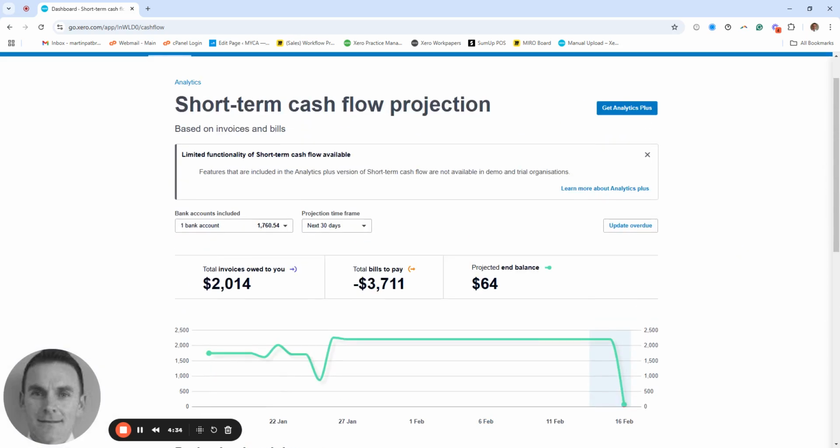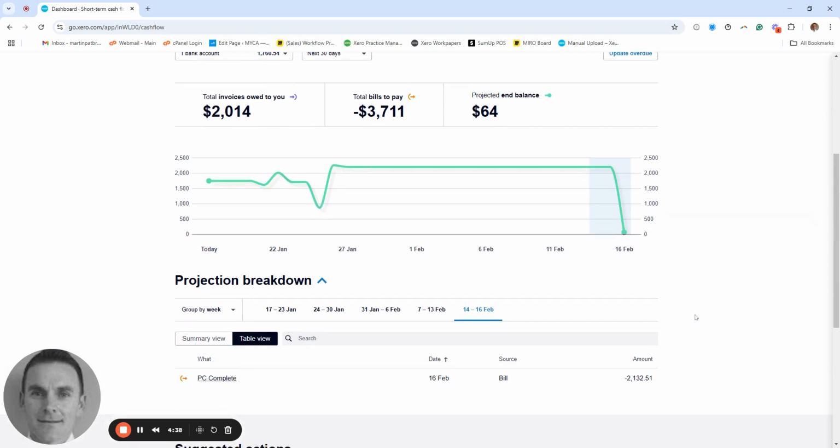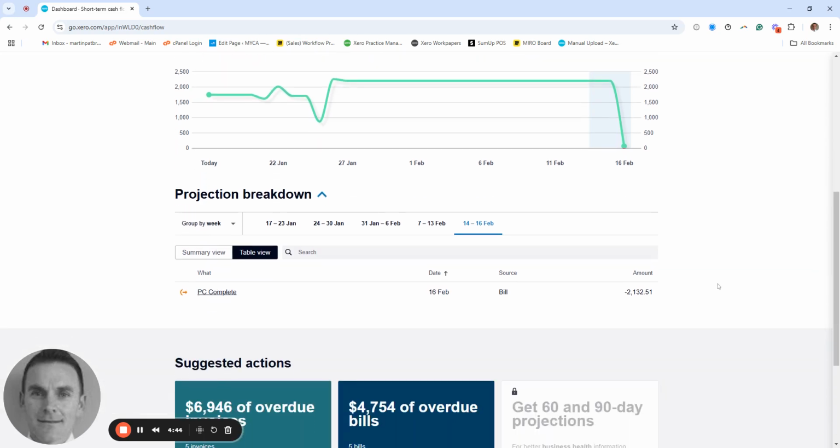You've got no payments coming in, so you need to bridge that gap somehow. So how would you bridge that gap? Well, we know that our bank balance is going to be 64 if this is the way that the business is going to be run for the next month. We're going to have to fund that somehow.